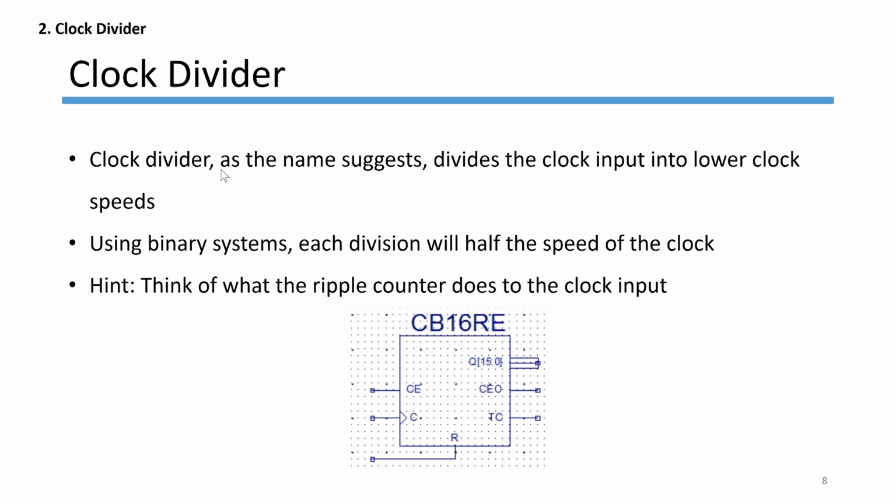So as you can see, you have Q15.0, which means it's a data bus of bit 15 to bit 0, meaning that you have 16 different data lines, data wires available in this one data bus. But with clock dividers, think about what the ripple counters do to the clock inputs at each stage, and try to use that to achieve the last bit of assignment 1 part B.